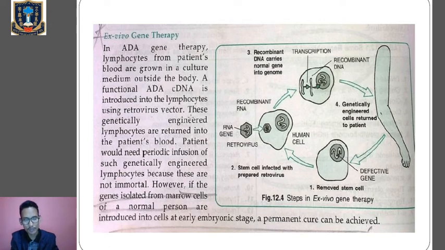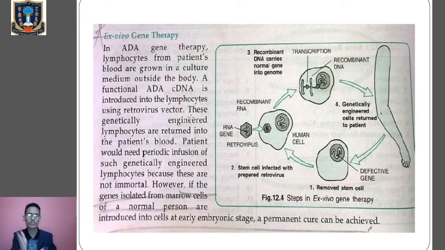So in that case, what we can do is this: for the permanent cure of ADA disease, if the genes isolated from the bone marrow cells of a normal person are introduced into the cells at the early embryonic stage, a permanent cure can be achieved.